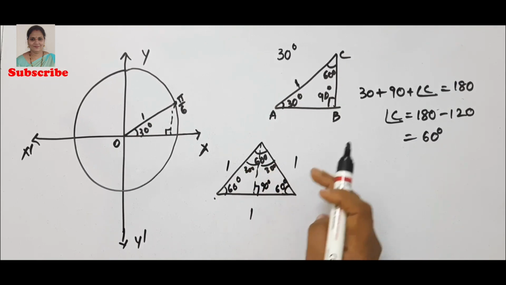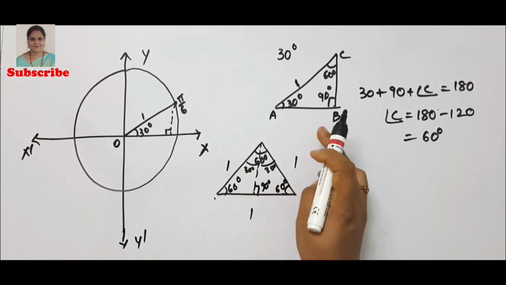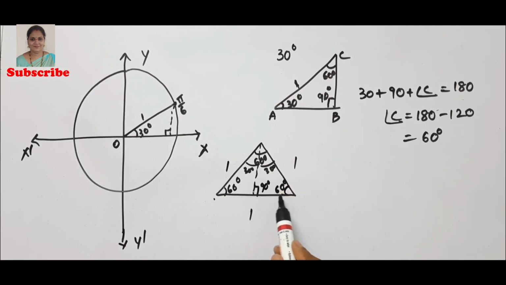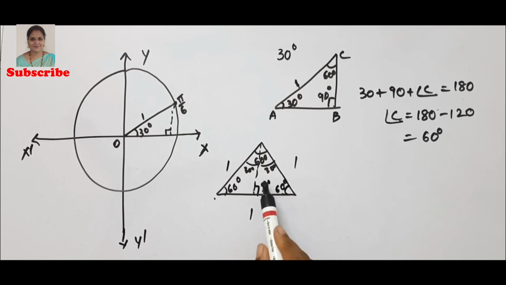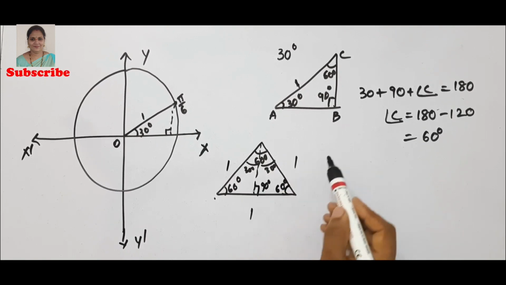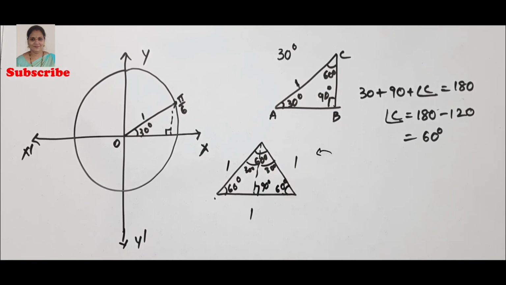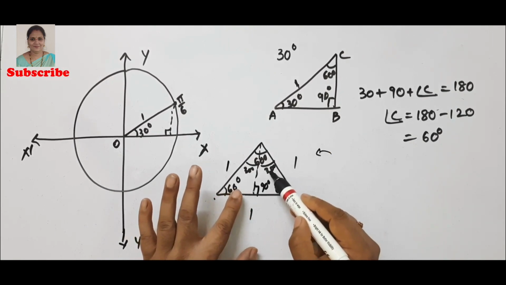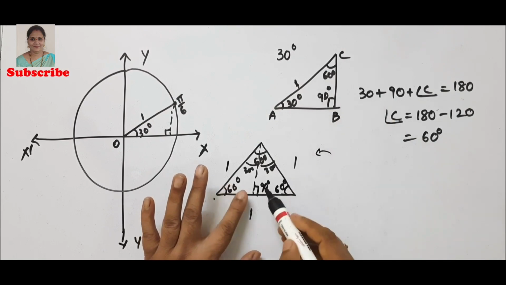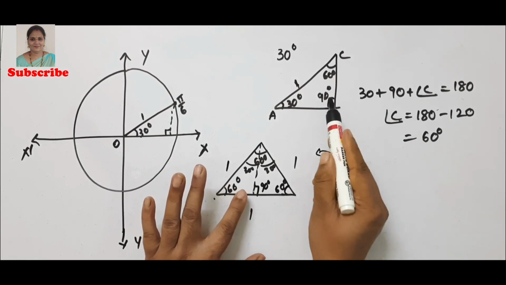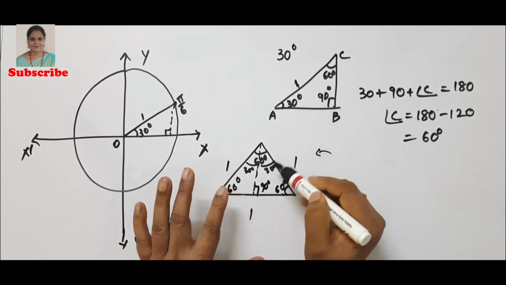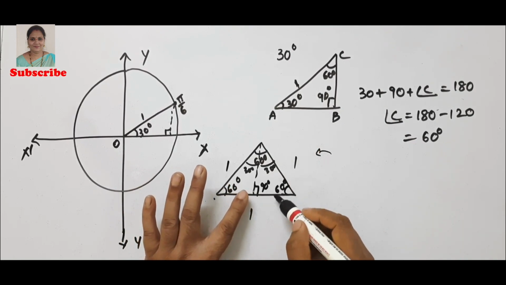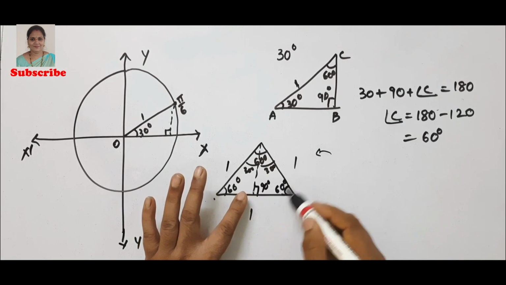Now let us observe to which triangle this triangle is similar. Here 30 degrees is there, 90 degrees is there, 60 degrees is there. If you rotate this triangle in anti-clockwise direction, then this triangle will be similar to this triangle. Here 30, 90 and 60 will be similar to this. So using this triangle and this triangle, we can get the value of these sides.